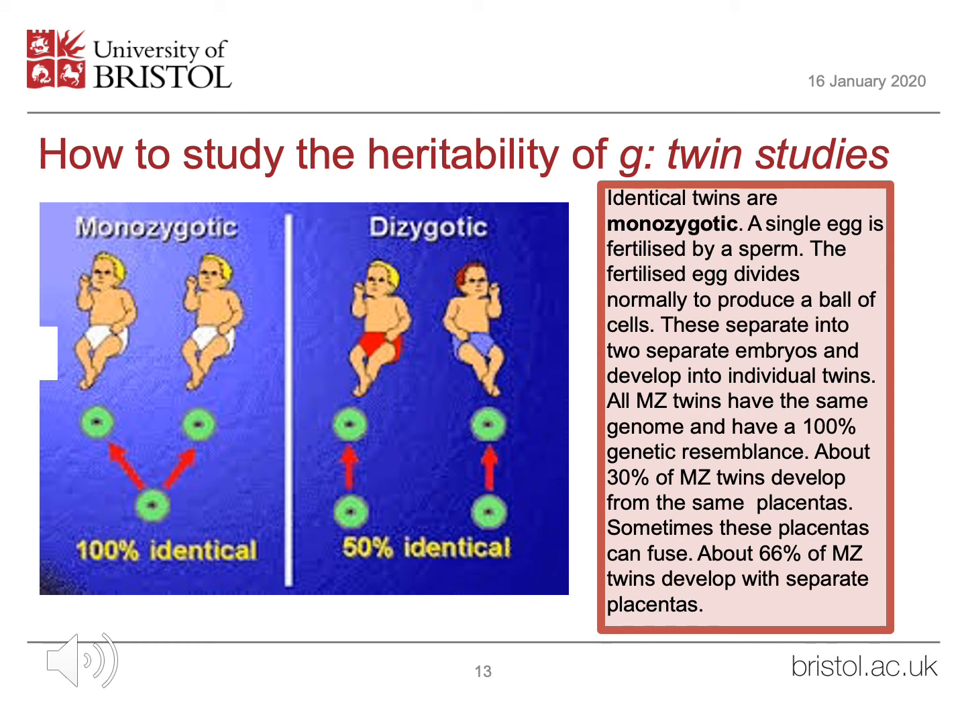All babies develop in the uterus connected to a placenta, and in MZ twins about 30% of them develop from the same placenta. About 66% of MZ twins develop from separate placentas. It is worth thinking that twins inside the same uterus may or may not be getting comparable supplies of nutrients and space. Indeed, there is some evidence that twins compete with each other for these limited resources.